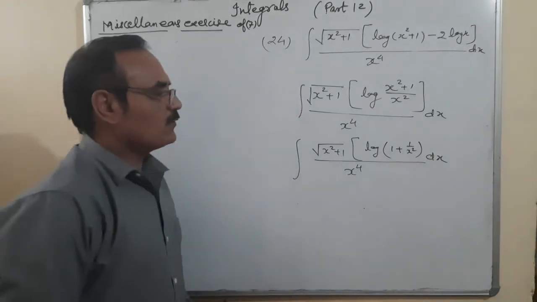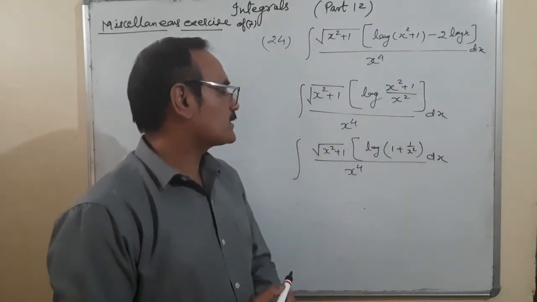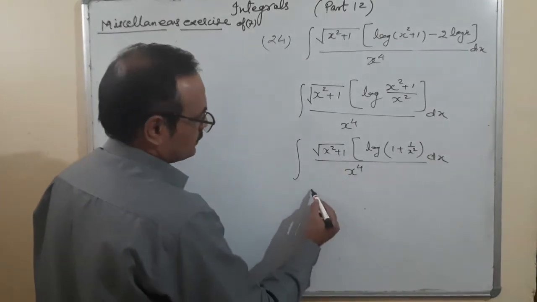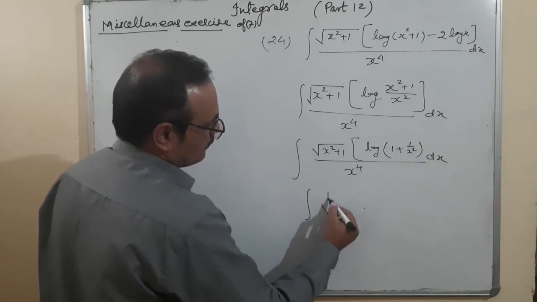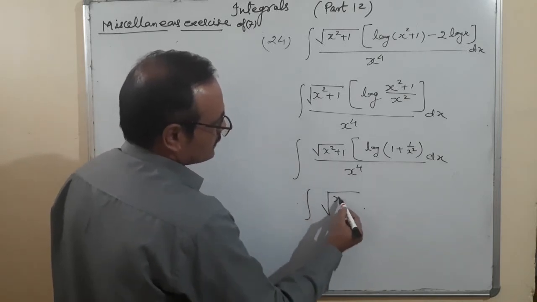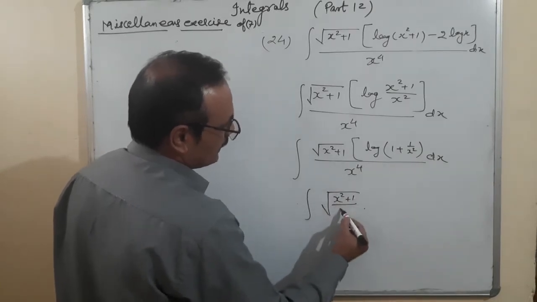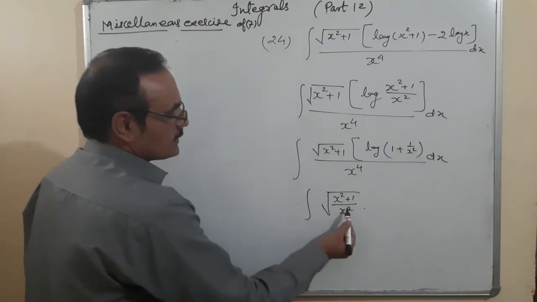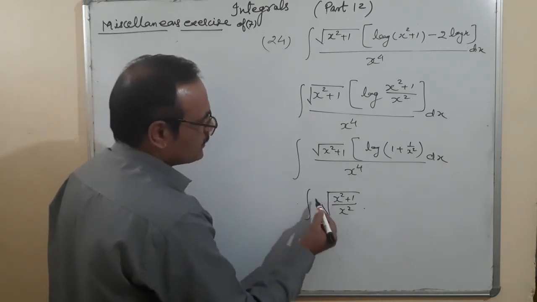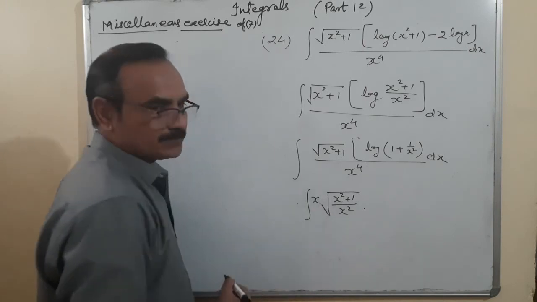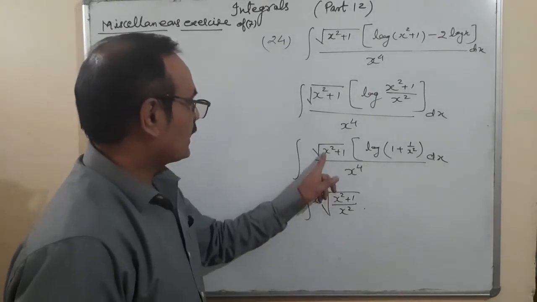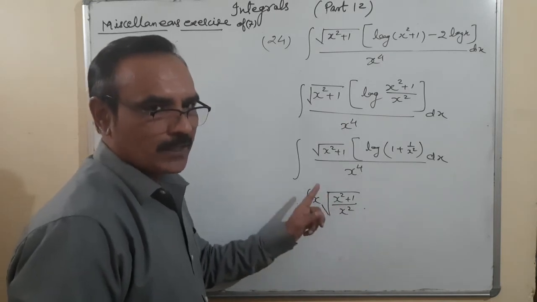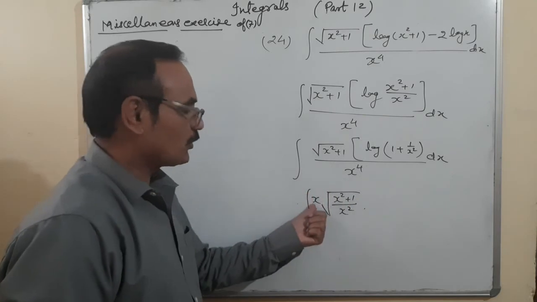Okay. Here what should I take? Let 1 plus 1 upon x square be equal to t. And here I am making 1 plus 1 upon x square inside the root too. If I write x square, then it becomes 1 plus 1 upon x square, the same term. So x square plus 1 divided by x square, multiplied by x square in the root, but outside of the root there's only x.